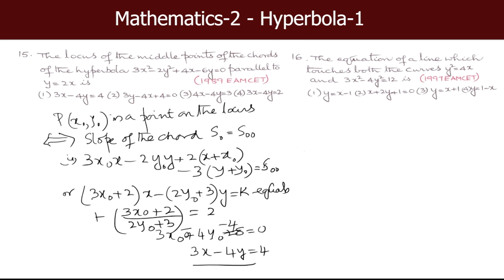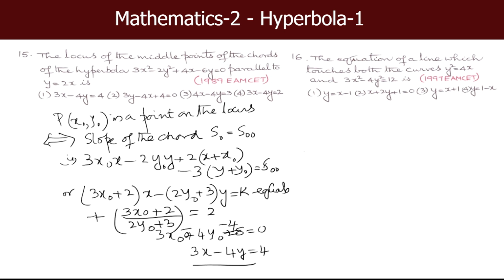Minus a means minus of 3x0 plus 2, by b means minus of 2y0 plus 3. Therefore, it is a plus, no minus sign. 3x0 plus 2 by 2y0 plus 3 must be equal to 2, the slope of this line y equal to 2x, which gives you the required relation in terms of x0 and y0, giving the locus 3x0 minus 4y0 minus 4 equal to 0. Therefore, the point x0 y0 lies on the locus 3x minus 4y equal to 4, which is a straight line.